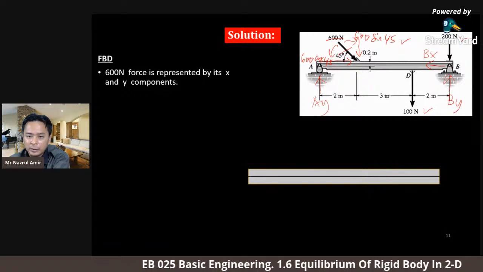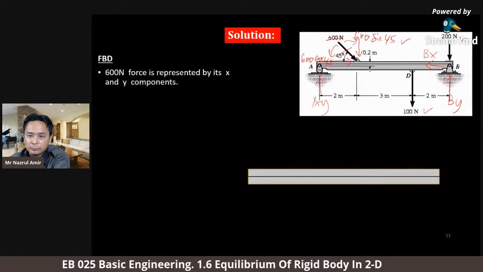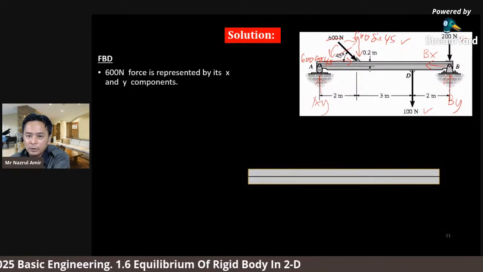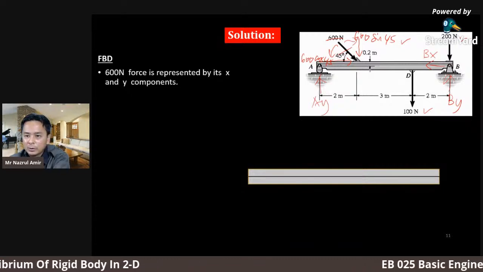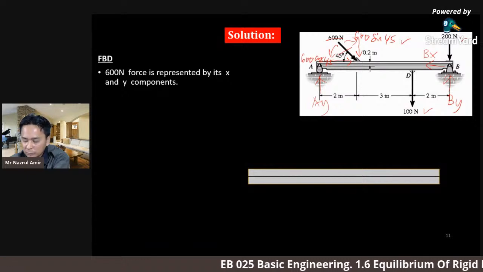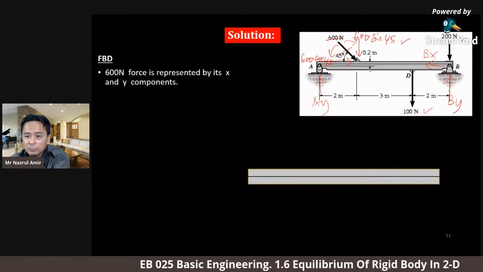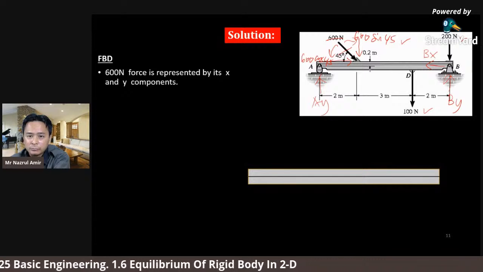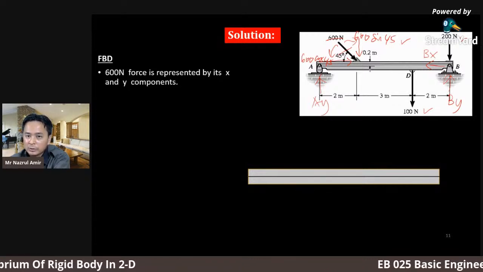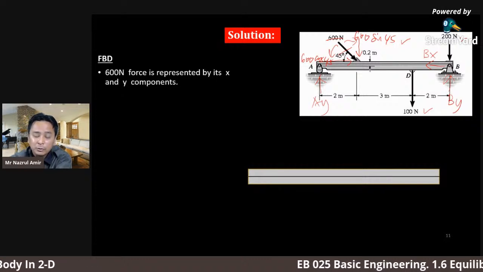So the total of AY and BY will be similar to the total of 600 sin 45, 200 and 100, the same magnitude but opposite direction. So one more time, the equilibrium can be achieved in Y direction. For X and Y, it's clearly seen here that equilibrium is achieved. So I'm going to continue with the explanation.